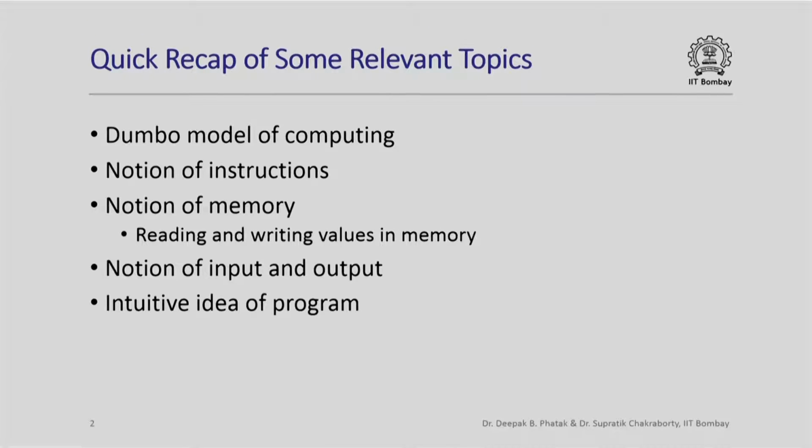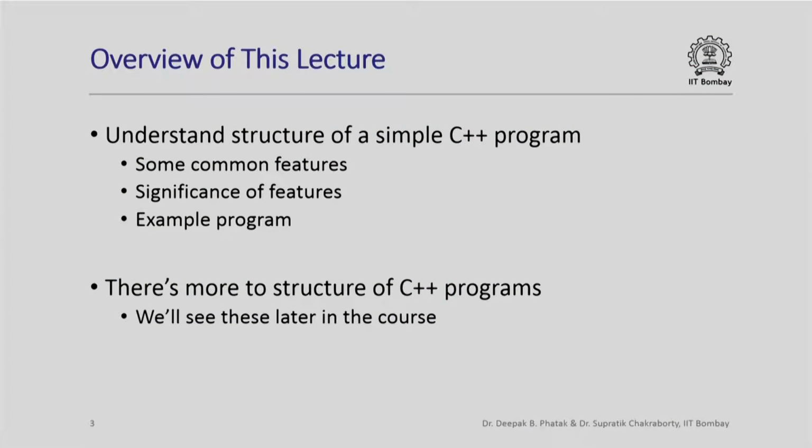We will now build upon this in this lecture and see what a real C++ program looks like, and more importantly what are its different components. So this is an overview of this lecture. We are going to understand the structure of a simple C++ program. We are going to look at some common features, their significance, of course all illustrated through an example. And I'd like to remind you here that there is much more to the structure of C++ programs, and we are going to encounter these later in the course as we look at more complicated programs.